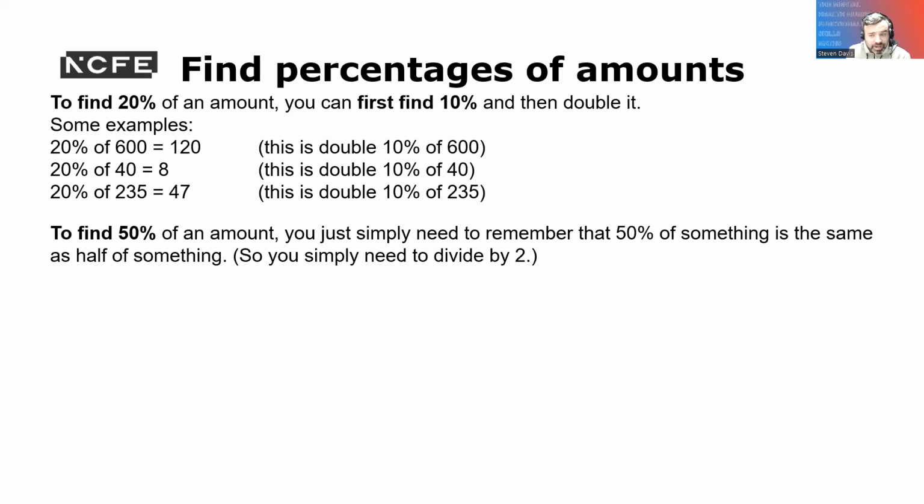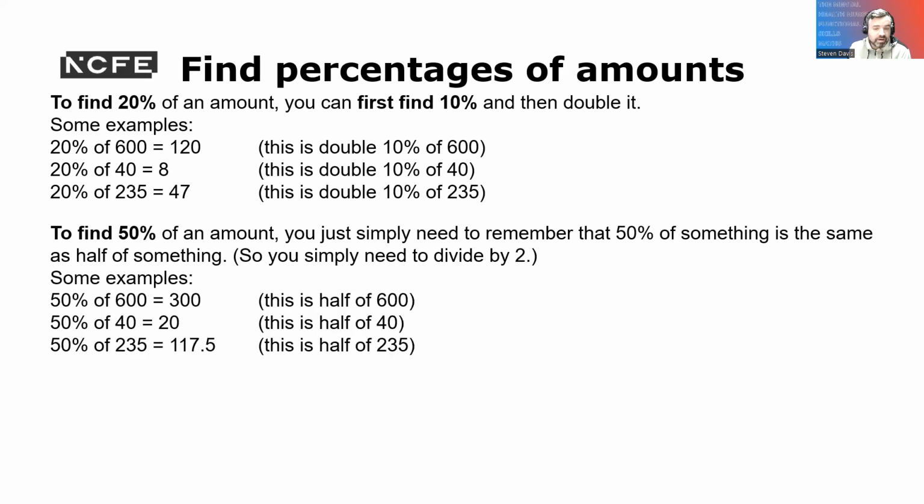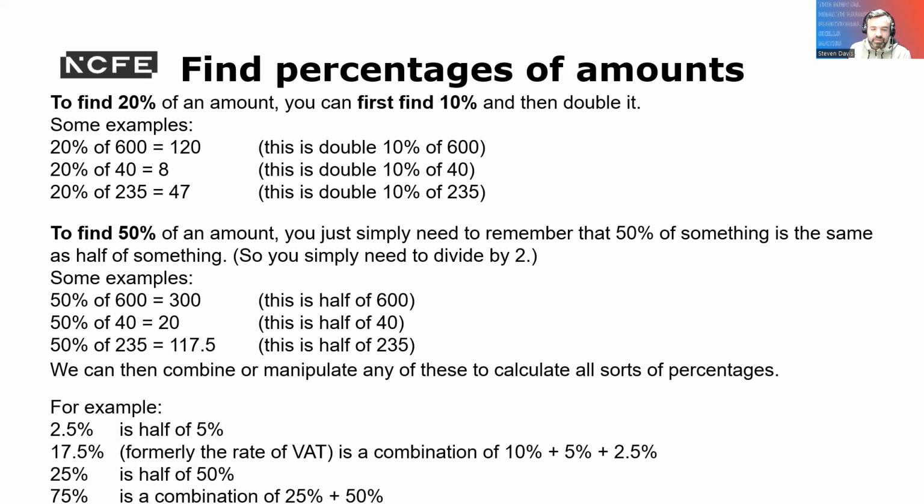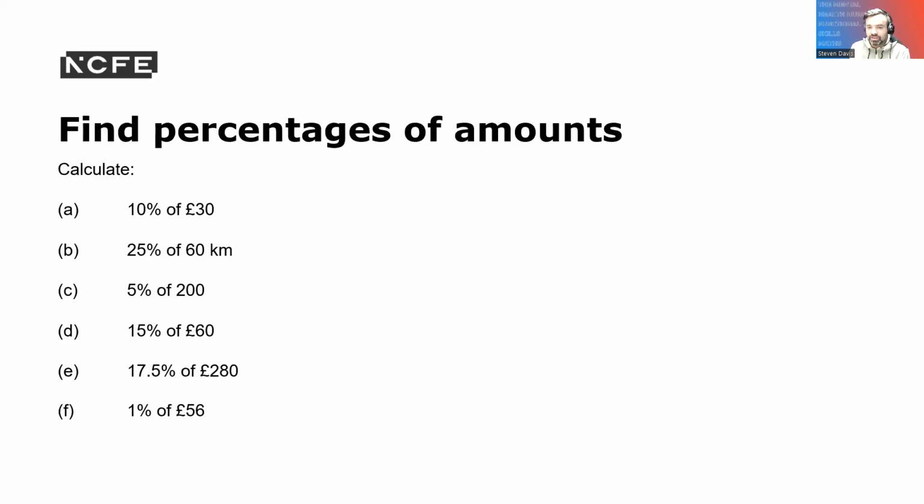To find 50% of an amount, you just need to remember that 50% is half of something, so all you need to do is divide by 2. Very simple. We can combine any of these figures to make all sorts of percentages. For example, 2.5% is half of 5%. 17.5%, formerly the VAT rate, is a combination of 10%, 5% and 2.5%. 25% is half of 50%, and 75% is a combination of 25% plus 50%. So we just need to be able to work out our 10%, and then working out percentages is relatively straightforward.